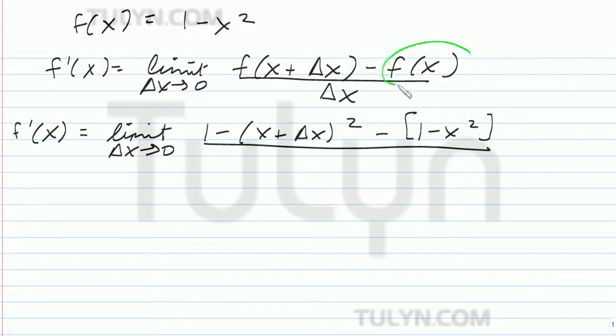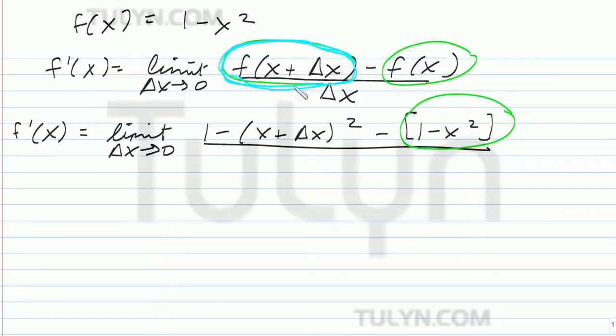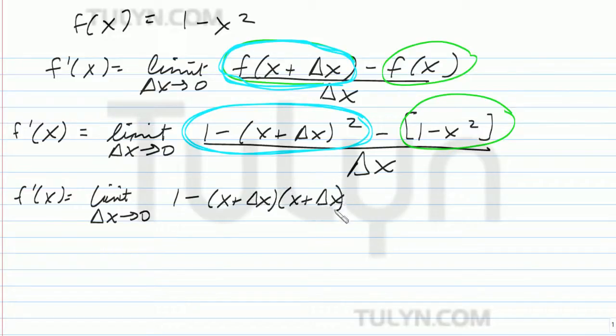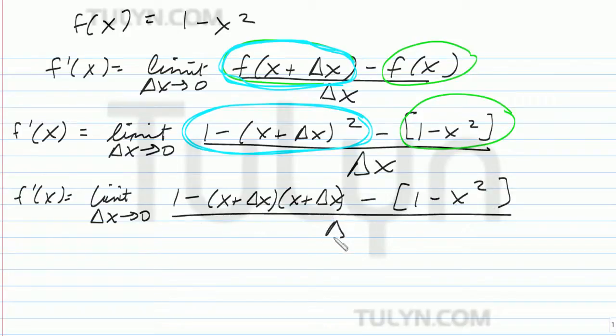See, this right here is this, right? And this right here, let me use a different color, is this. Now, f prime of x is equal to the limit of 1 minus (x plus delta x) times (x plus delta x). Okay, so then minus (1 minus x squared) divided by delta x.